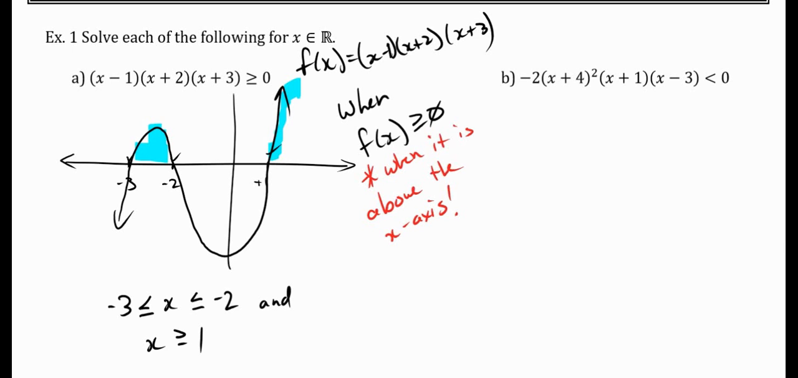If I was checking the interval past 1, I would use some big number to make the math easy. So 10 minus 1, 10 plus 2, 10 plus 3, those are all positive. So my graph's positive. -10 minus 1, -10 plus 2, -10 plus 3 are all negative. Three negatives make a negative. So my graph is negative as I go down further. Does that make sense? Anyway, okay.